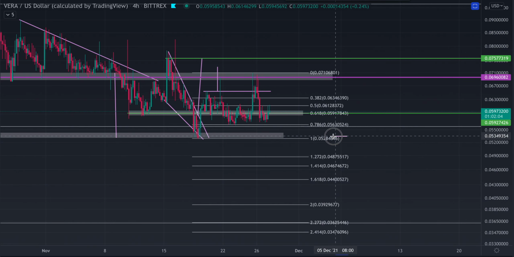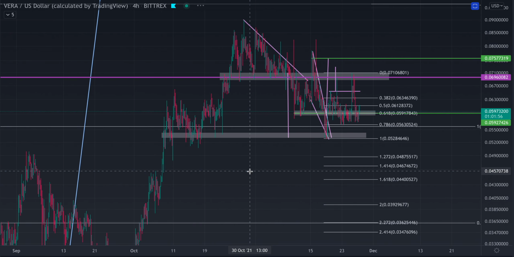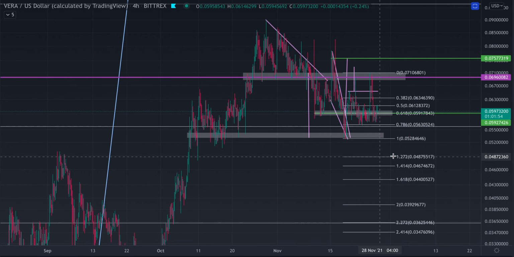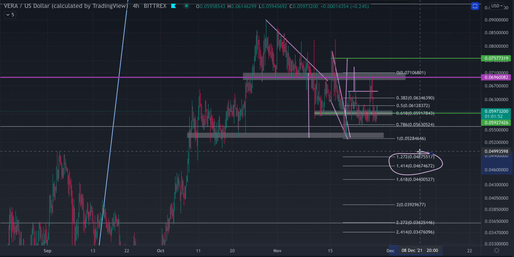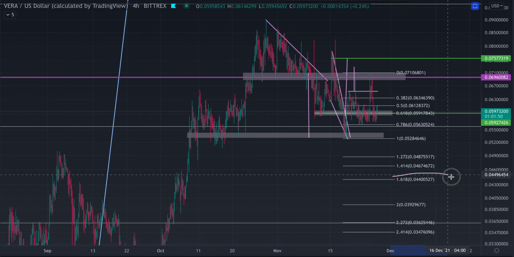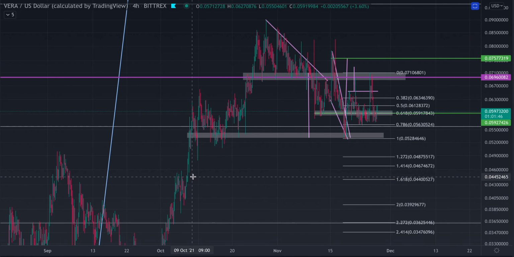But if you do manage to lose 0.05284646, then I do expect Verasity to head down a little bit more basically. Let's look at these targets first. Usually your technical target is the 1618 at 4 cents, and that's lining up with this swing high over here.